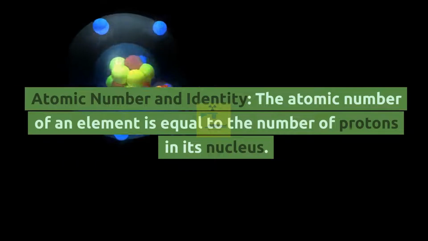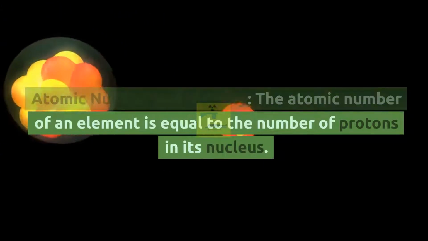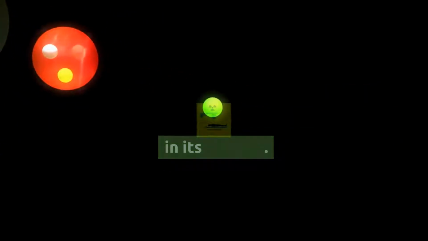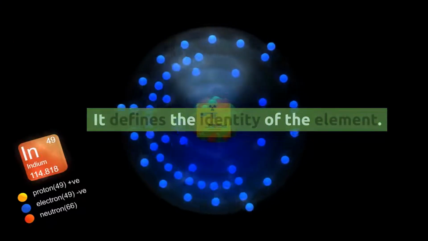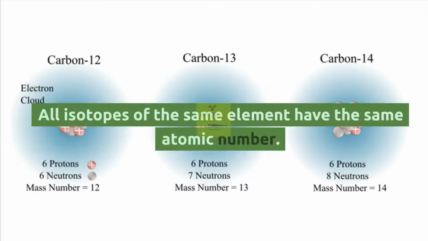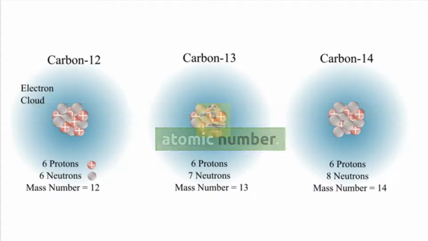Atomic number and identity. The atomic number of an element is equal to the number of protons in its nucleus. It defines the identity of the element. All isotopes of the same element have the same atomic number.